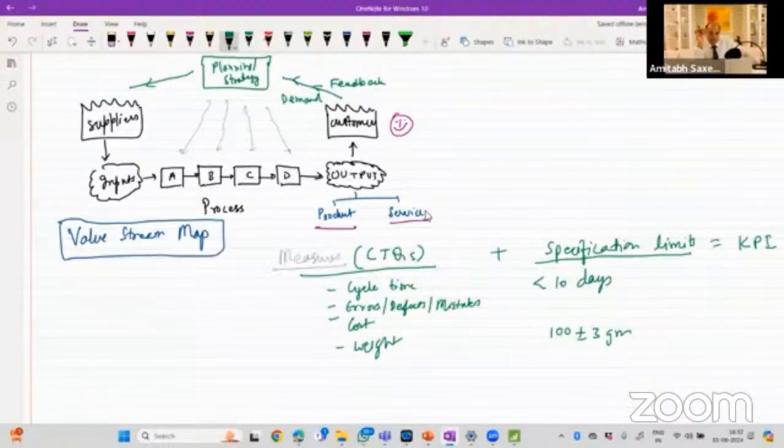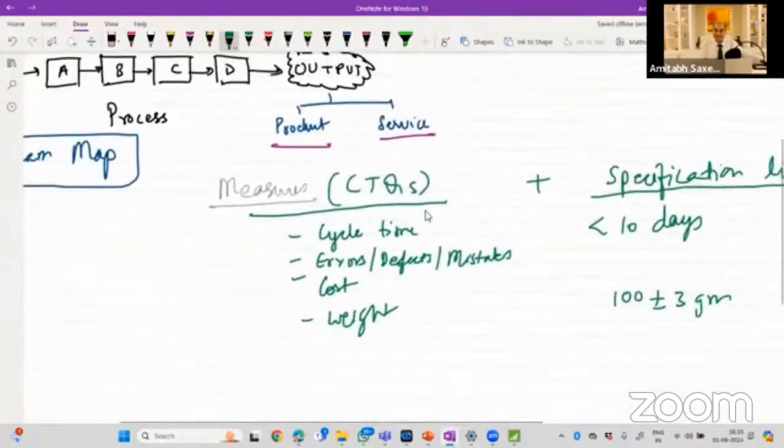Now, wherever you are not fulfilling the demands of the customers, or you are not within the specification limits set by the customers, you have an opportunity for improvement. So suppose the cycle time is more than 10 days. That's an improvement opportunity. Suppose infection rates are more than specified by the Ministry of Health. That means there is an improvement project. Suppose the weight of the chocolate is either more than 103 grams or less than 97 grams. That means there is a potential improvement project.